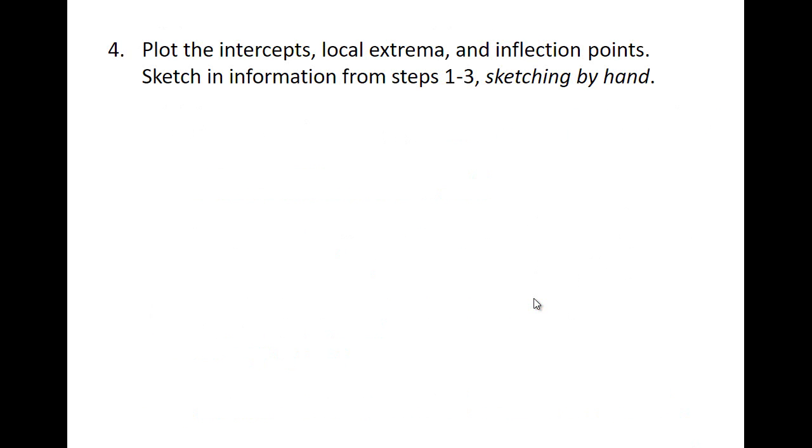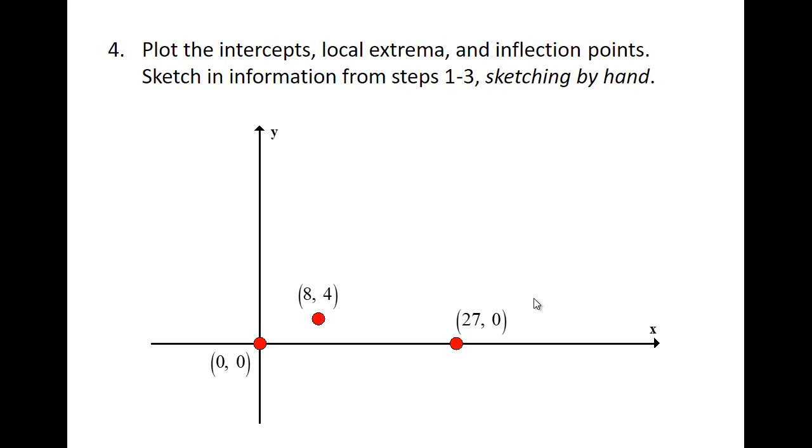Okay, so now we want to plot the intercepts, the local extrema, and inflection points if there are any, but we don't have any in this problem, and then we sketch the curve. So first of all, recall that the x-intercepts are at (0, 0) and (27, 0). These are the x-intercepts that we obtained.